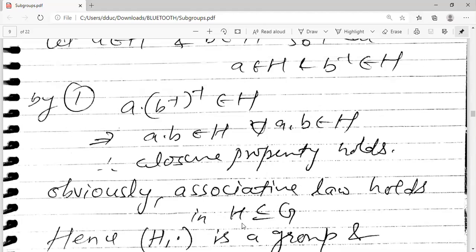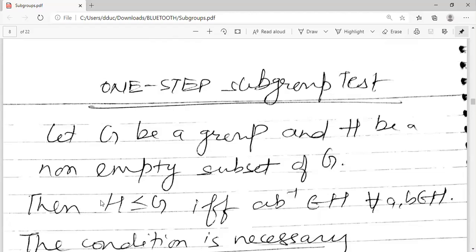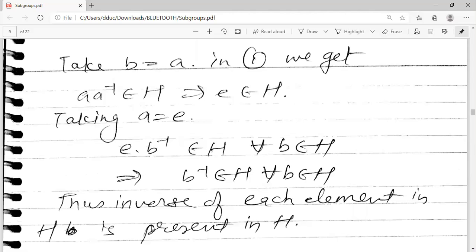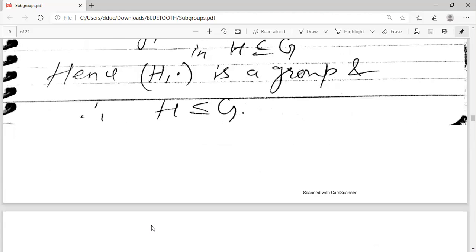So we have seen both the sides, condition necessary as well as sufficient. First, we supposed H is a subgroup of G, then A B inverse belongs to H for every A, B in H. And then in the converse part you have seen that if A B inverse belongs to H, then H becomes a subgroup of G. Using this condition you have seen that we have proved all the properties of a subgroup. That means the identity, inverse, associativity, closure, everything we have seen. So this was the test which you can use to prove whether a subset is a subgroup or not.